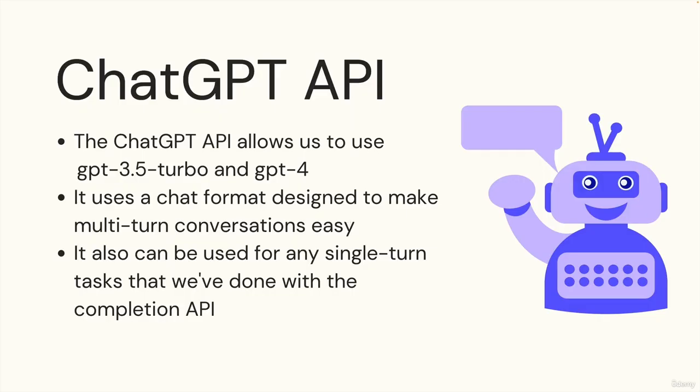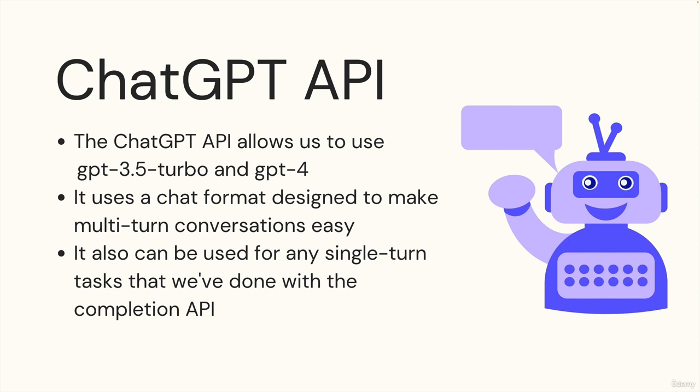All right, so in the previous video, I explained that the ChatGPT API is new, it exists, it uses a chat-based format, and most importantly, it supports the newest models, including GPT-4, which the completion endpoints do not support at all at the moment. So how do we use it?